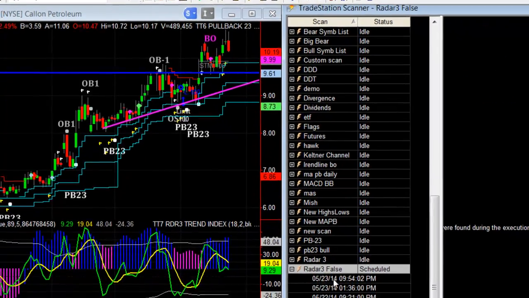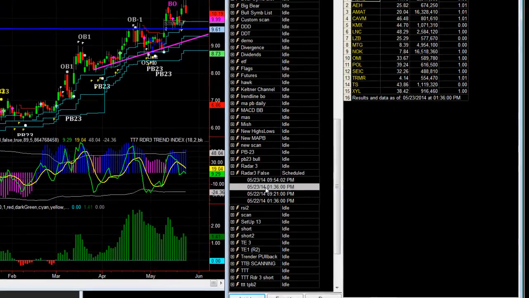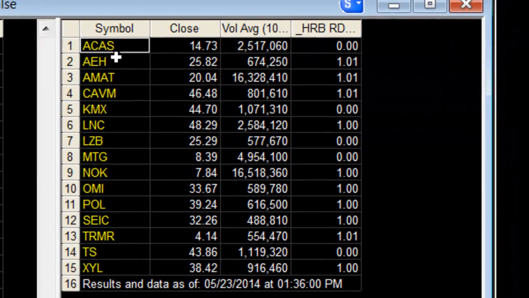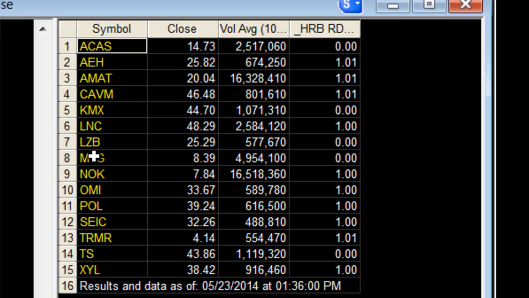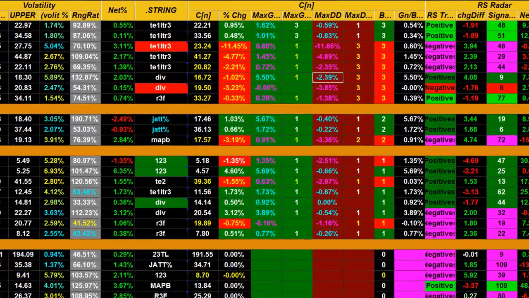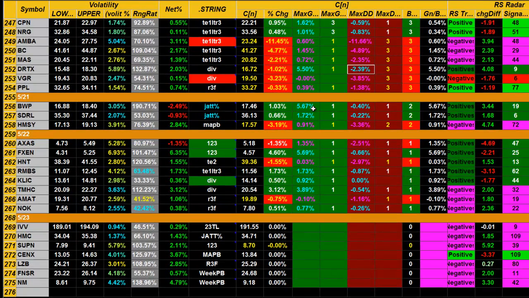And so every day I get these scans, and if I click on one of them, you can see that I get a list of symbols that may be interesting to trade. And then I look at all of them and see which ones might look tradable. When I make that list, then I put them on my watch list here. This is what I've found for last Friday.